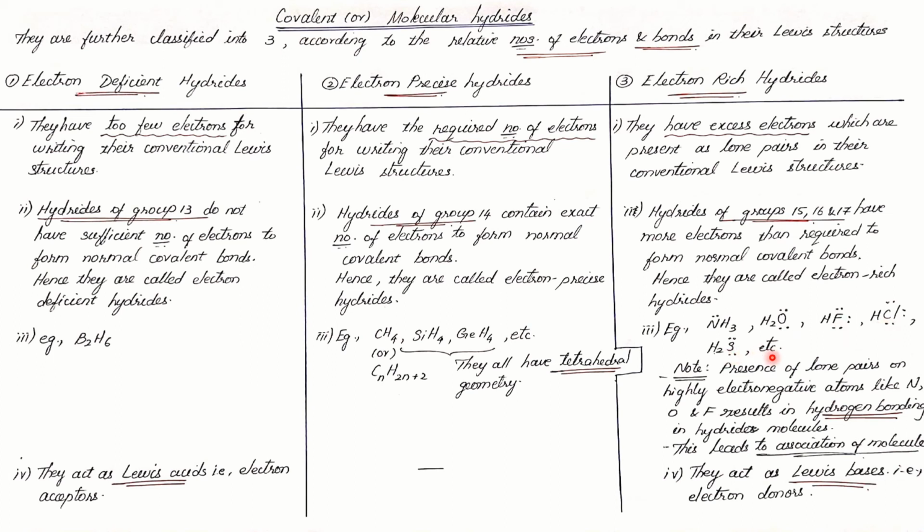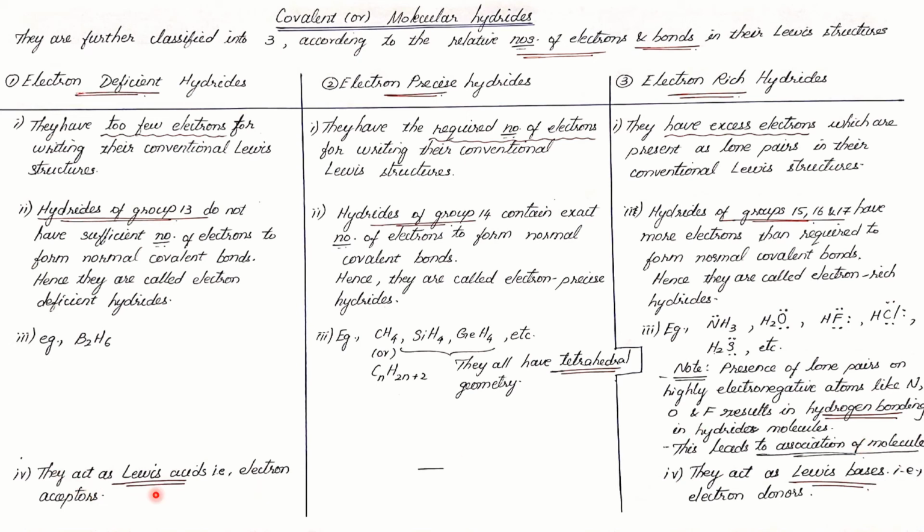When you studied chapter 4, you would have learnt about hydrogen bonding. When hydrogen is bonded to one of the highly electronegative atoms, that is nitrogen, oxygen, or fluorine, it is involved in hydrogen bonding. The presence of lone pairs on these highly electronegative atoms favors the formation of hydrogen bonds in hydride molecules, and this leads to association of those molecules through hydrogen bonds.